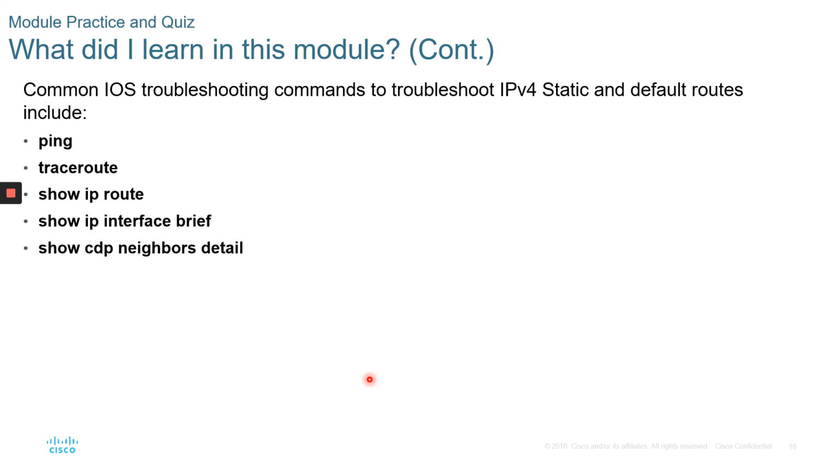And then you have some commands like ping, traceroute, show ip route, show ip interface brief, and show CDP neighbors to get more information about the issue that you're having on your network.